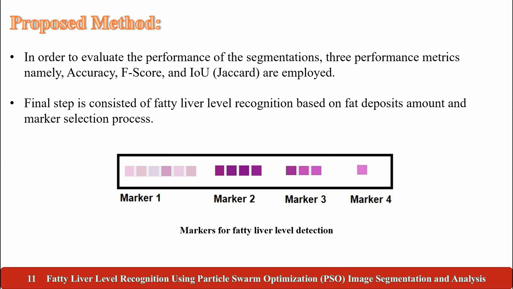In order to evaluate the performance of segmentation, 3 performance metrics of accuracy, F-score, and IOU are employed. The final step consists of fatty liver level recognition based on fat deposit amount and marker amount, and the marker selection process. As we can see here, there are 4 markers: 1, 2, 3, and 4. 1 is healthy, 2 is very unhealthy, 3 is medium level unhealthy, and 4 is just a little bit unhealthy.